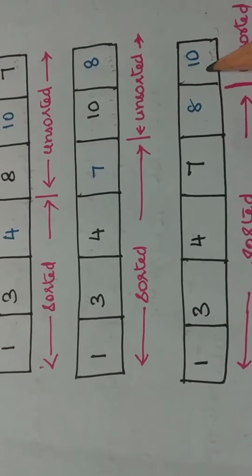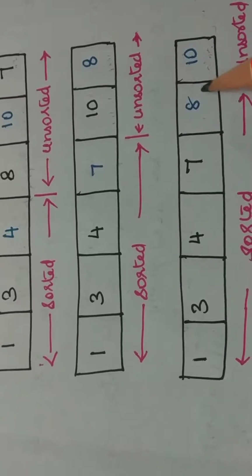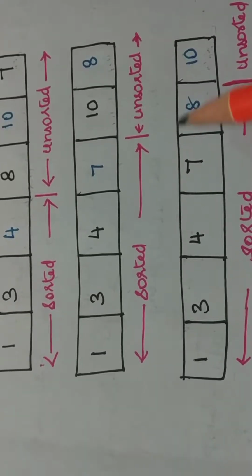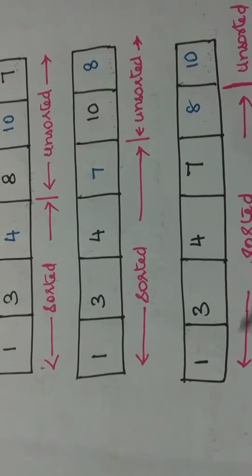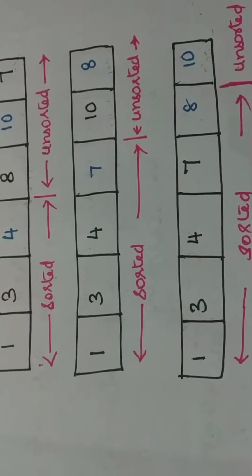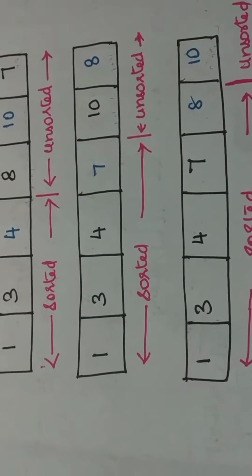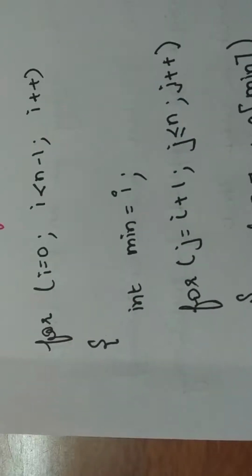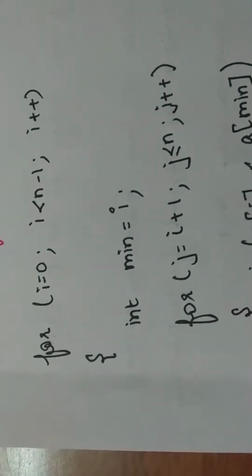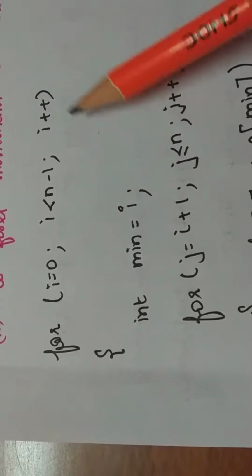So why selection sort? We select the minimum value, swap it, and insert it in the sorted sublist. So that's the name selection sort. Now we'll see how it is implemented. We will see the implementation of our selection sort.